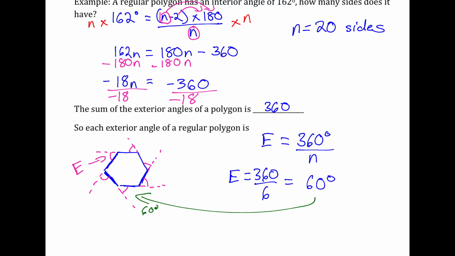So each of those little things, they look roughly 60 degrees. So my drawing's not awful. They're roughly 60 degrees. That looks okay. Okay, that's that.